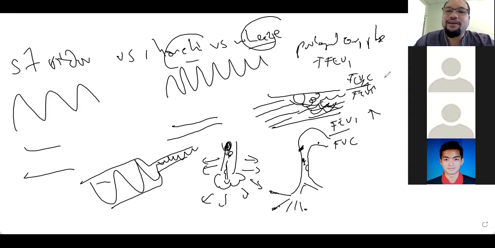biphasic wheeze. Ataupun obstruction is severe sampai dekat almost dekat main bronchus, obstruction. Severe asthma, for example. Kan? Obstruction is severe. So you get biphasic type of wheeze. Okay. Clear? Faham?